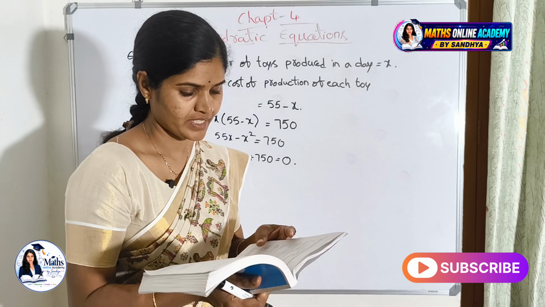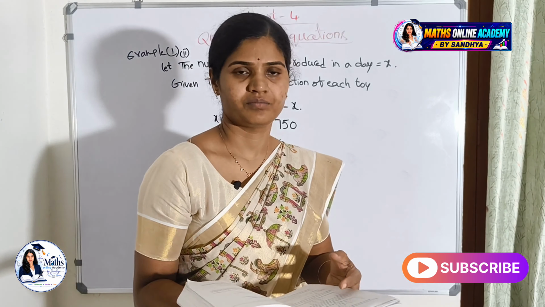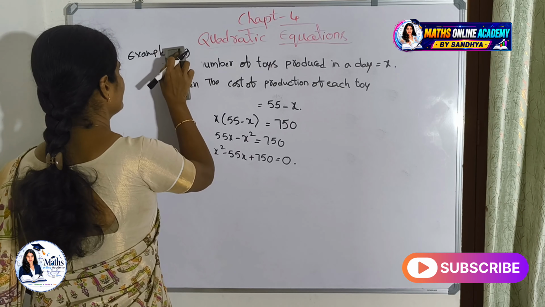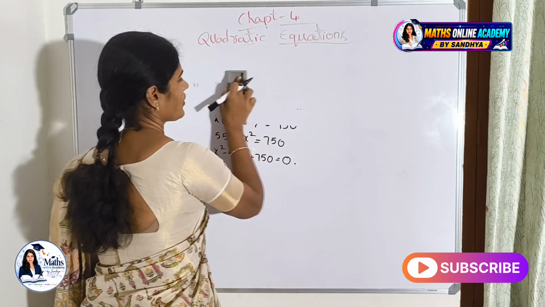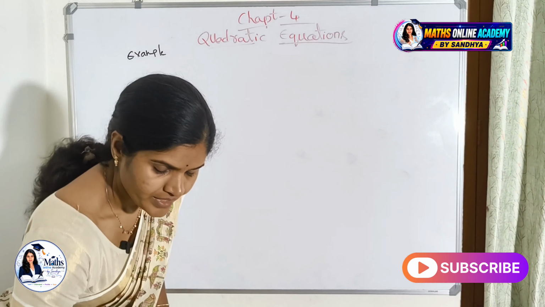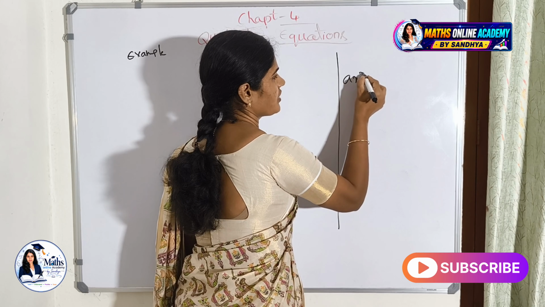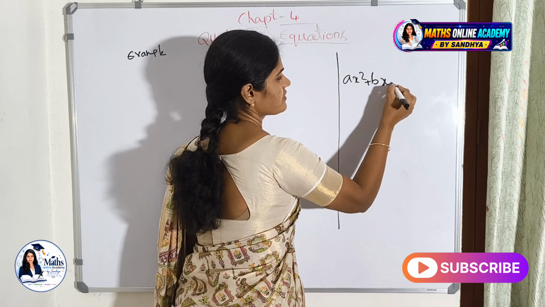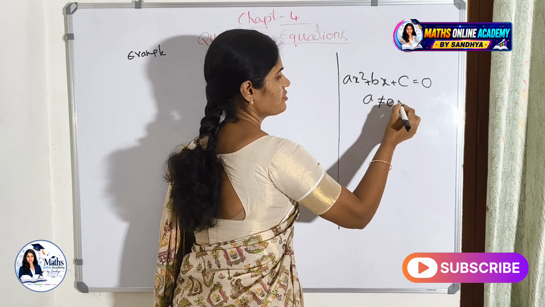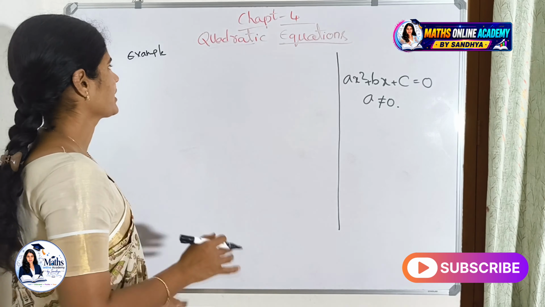And next one is, check whether the following are quadratic equations or not. Example 2. Check whether the equations are quadratic equations or not. What is the condition of the quadratic equation? The general form of quadratic equation is ax square plus bx plus c equal to 0, and one more condition is a not equal to 0. This is the general form of quadratic equation.